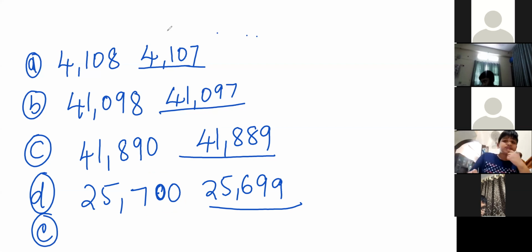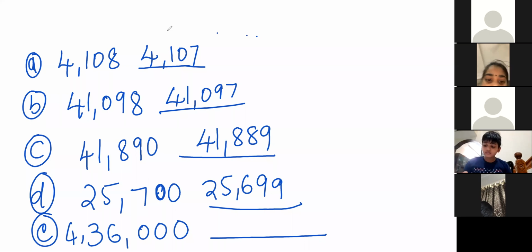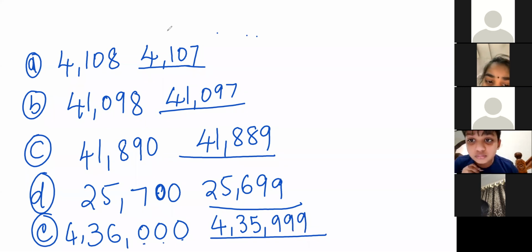Take one more last bit. 4,36,000. Then what is the number again? 4,35,999. Wherever you see zeros, there I have placed nines, and for the before number 6, I have subtracted 1 from it. So I got 5. The answer is 4,35,999. Is it clear?